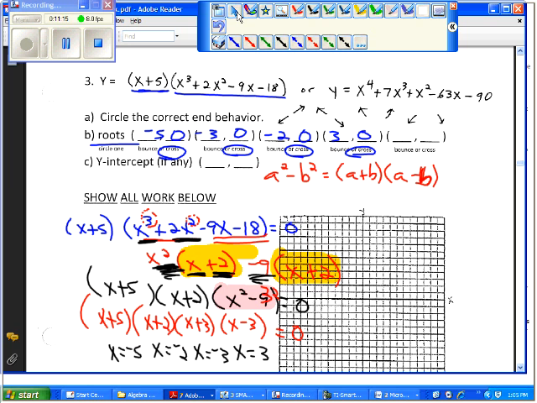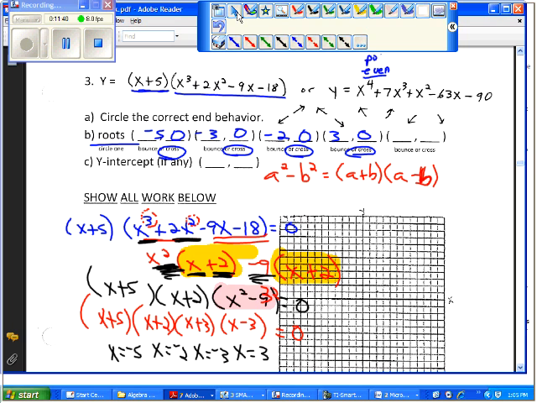So, how do we determine end behavior? We look at the leading exponent. What's the highest exponent? 4. So it's a polynomial of the 4th degree. Is that an even or odd polynomial? Even or odd numbered exponent? It's an even. So that means what? They're either both up or they're both down.